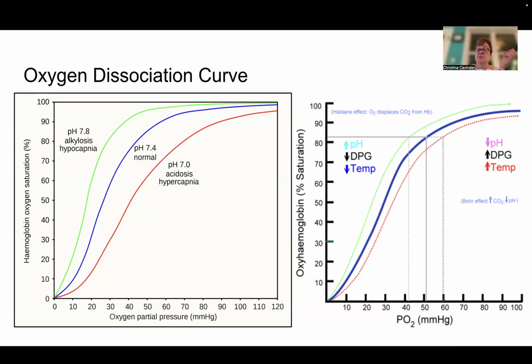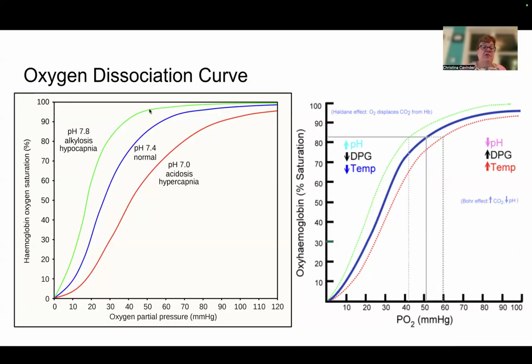Now, there are some things that move that curve. If we have an alkalotic patient who has not much CO2 in their blood, so hypocapnia, their oxygen dissociation curve shifts to the left, it deviates over here.